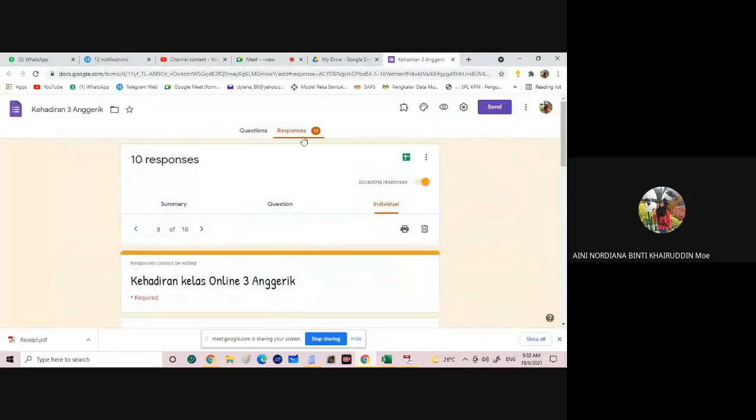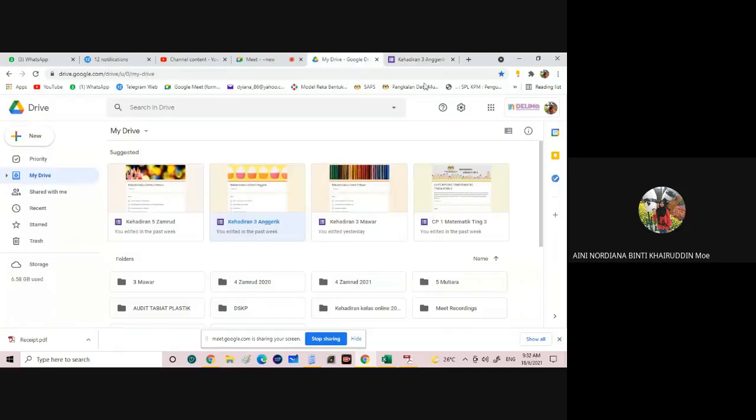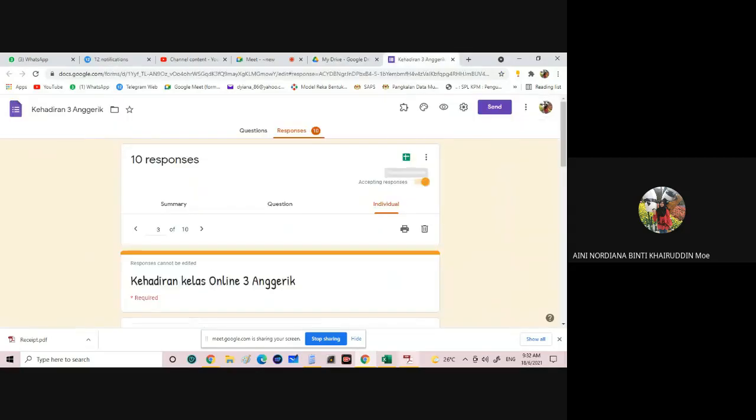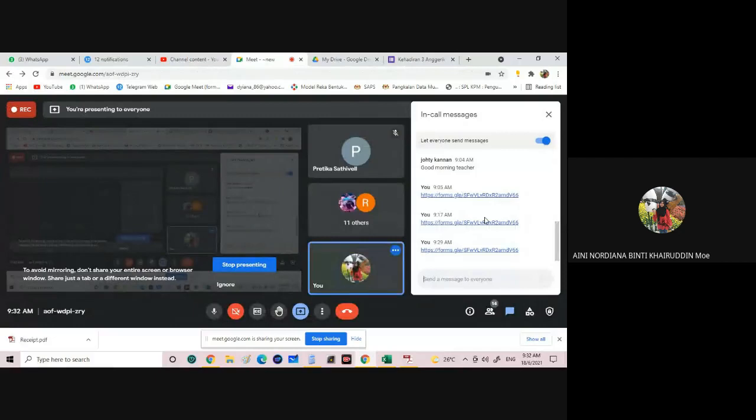Semua dah isi kehadiran dah, 10 orang. Okay, ada seorang lagi tak isi ni. Tolong isi ya. Mungkin yang baru masuk tadi kot. Isi ya, link kehadiran ada dekat chat.